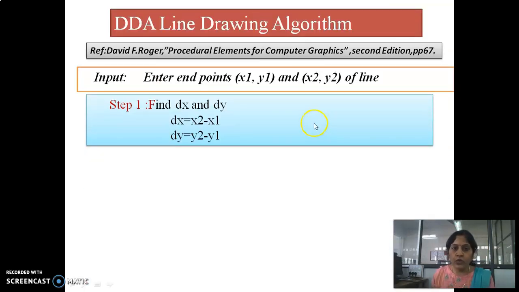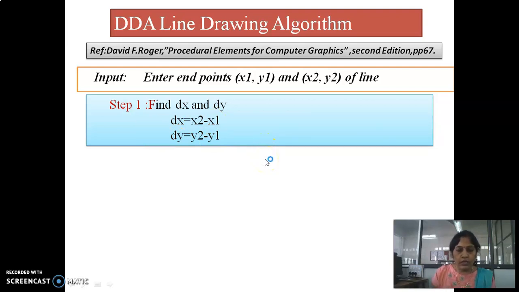Now the DDA line algorithm will draw a single line, and lines together construct the entire equilateral triangle. So enter the endpoints x1 comma y1, the start coordinate, and x2 comma y2, the end coordinate of a line. Find the difference between x and the difference between y, called the change in x and change in y, using the formula dx equal to x2 minus x1, dy equal to y2 minus y1.